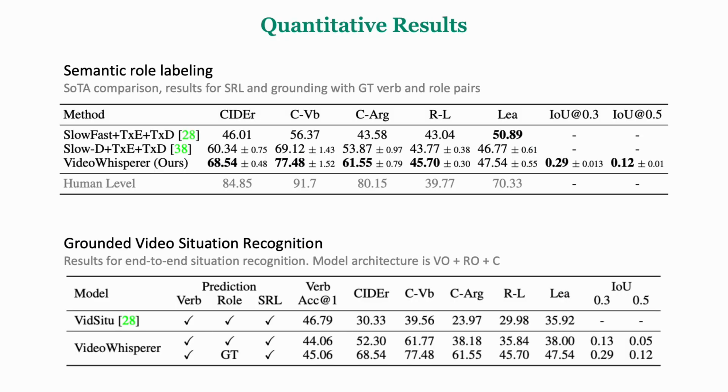We achieved state-of-the-art performance in the task of semantic role labeling with a 22-point gain in CIDEr score over VidSitu and an 8% gain over a recent method which uses far better features. Moreover, we enable spatio-temporal grounding of roles, which was not supported by the previous works. We also enable end-to-end situation recognition and achieve comparable performance on the verb prediction task and state-of-the-art results in semantic role labeling.